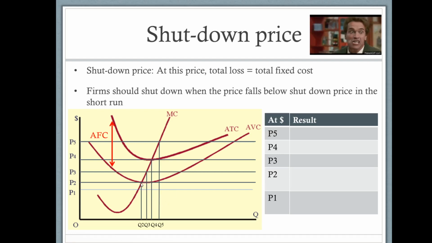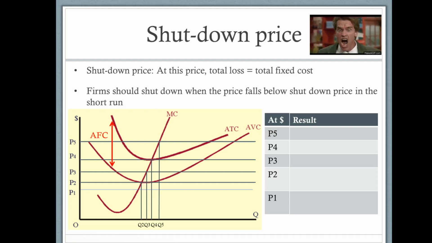At the same time, you can see that when we are at the shutdown price, based on the diagram, the AVC is at the lowest level, because now we are at the intersection point between AVC and MC. So we have one more idea that just came up: when you are at the shutdown price level, the AVC is going to be at the lowest level. Is this clear?